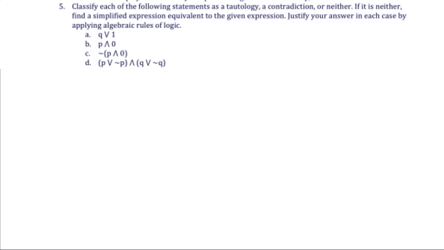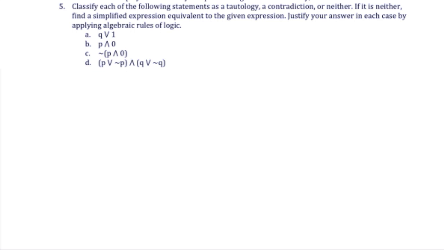Okay, here is homework problem number 5. Classify each of the following statements as a tautology, a contradiction, or neither. If it is neither, find a simplified expression equivalent to the given expression. Justify your answer in each case by applying algebraic rules of logic.